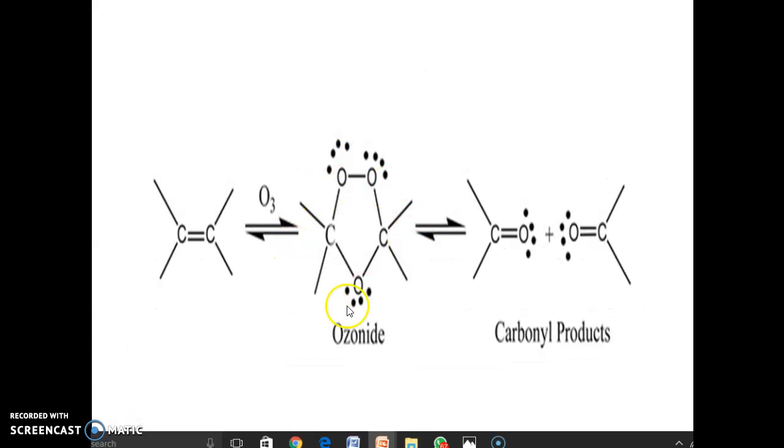This is the scheme of the ozonolysis reaction. This is an alkene. When ozone is added, it forms an intermediate, which is a highly reactive, unstable intermediate called ozonide. Since this ozonide is unstable, on decomposition it gives two carbonyl products. And see here, all the steps involved in this reaction are reversible.